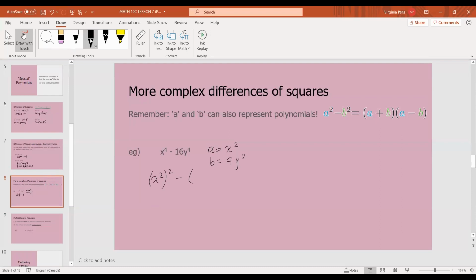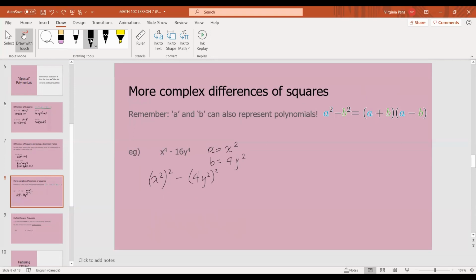That makes more sense. This is kind of what it looks like. So what we can do here, we can see this is kind of like a difference of squares in disguise. It doesn't look like a difference of squares at first, but once you think about it, it breaks down into something that we're familiar with.